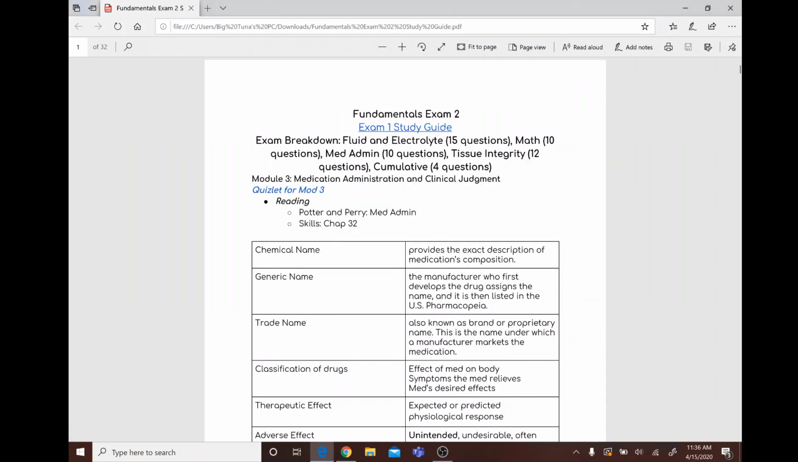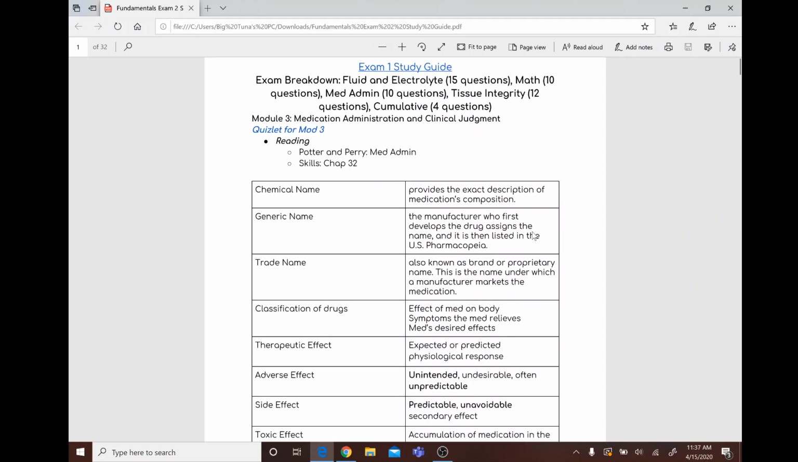Alright, today we're going to be going over Fundamentals Exam 2 Study Guide. We're going to start it off with medication administration and clinical judgment. Then we'll hit up fluid and electrolytes, and finally finish it off with tissue integrity.